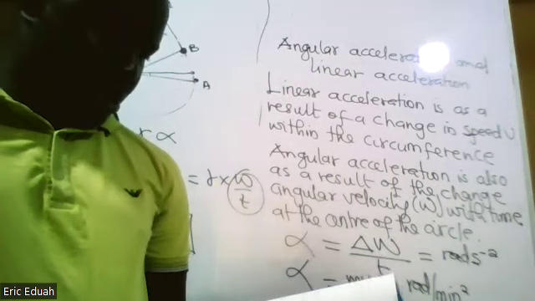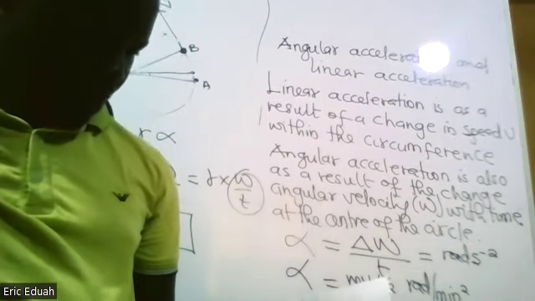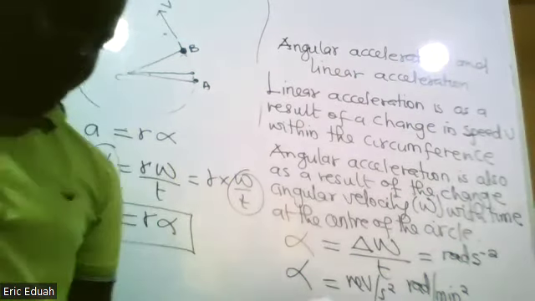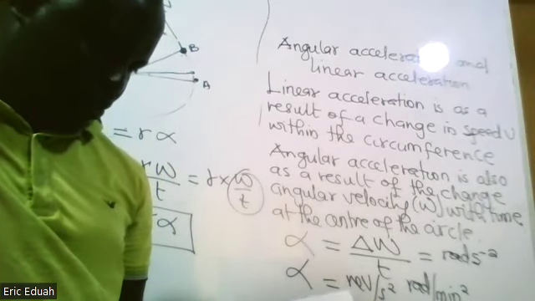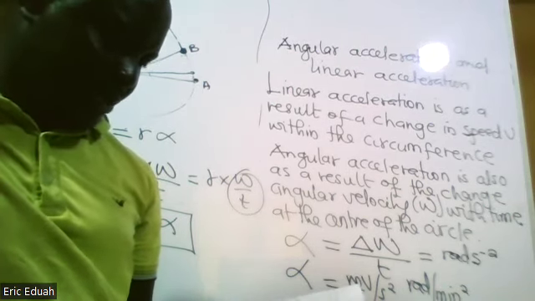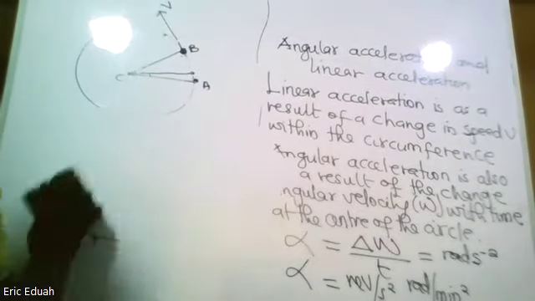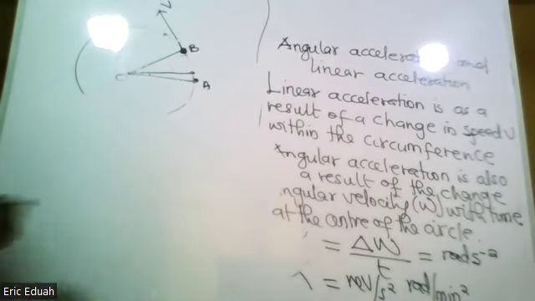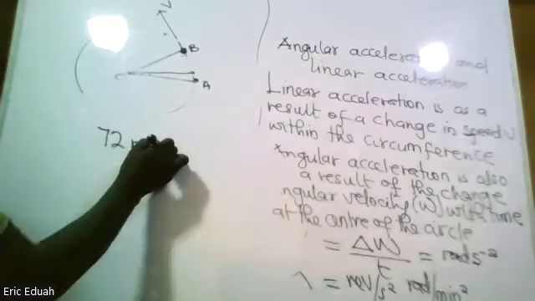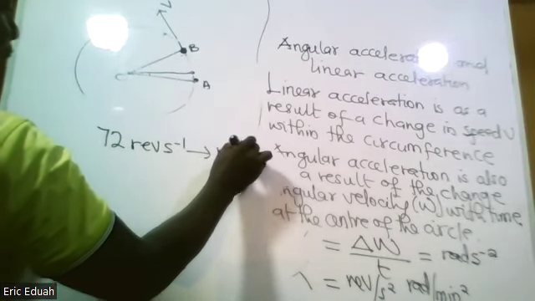Convert 72 revolution per second to radian per second.